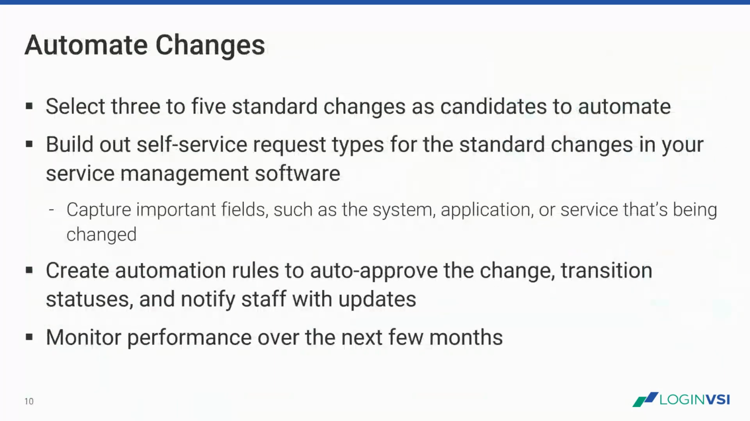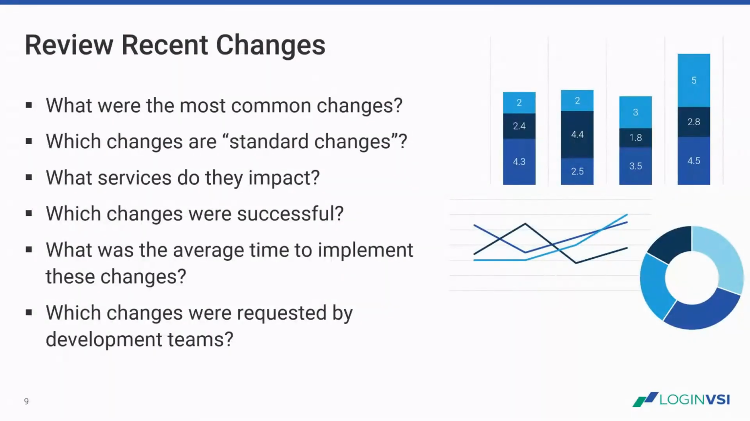Once we've collected that data, we can start looking at the automation. So for automating those changes, we'll select 3 to 5 standard changes as a way to get started. What are our candidates from the pool above? Let's build out self-service requests for those standard changes in your service management software, whatever that might be. Let's capture those important fields: system, application, and service that's being changed. We're going to use this data later to answer these questions when we cycle back through, when we iterate back over and look for the next set of changes that we want to automate.